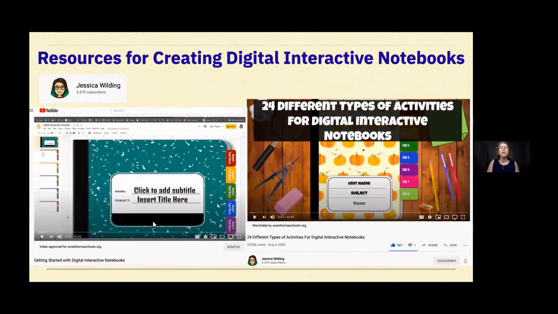And then there's 24 different types of activities for digital interactive notebooks. Brilliant. A lot of it was more middle school oriented, but I could take any of those ideas and transform them into what I wanted to see in my notebooks.